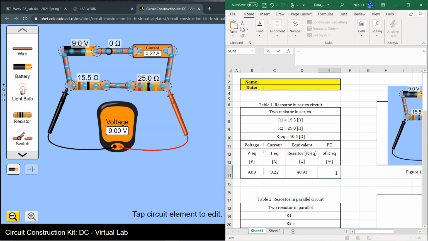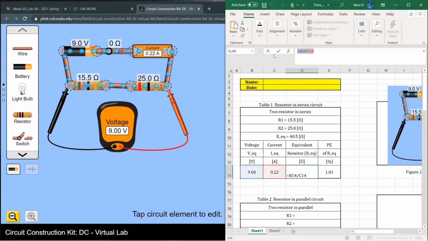Equal, ABS, parentheses, theoretically expected value 40.5 minus calculated value in cell number D14, close bracket, divide by 40.5, multiplied by 100. So our percent error is also very low, about 1%. Also get rid of the decimal places. Keep only two decimals, okay, not more than two.